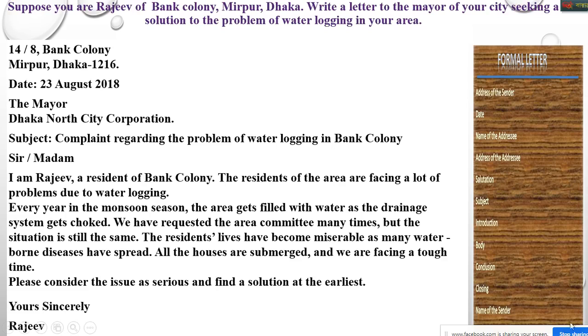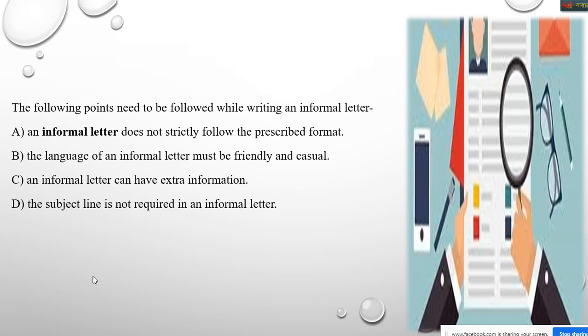And finally, you say the conclusion is over, and then the closing. This is the closing, and then it is the name of the sender. So I think you have got the perfect example of a formal letter, and you can try one of your own, following this structure, following this style. It will be perfect for you. Okay, so go for the next slide.